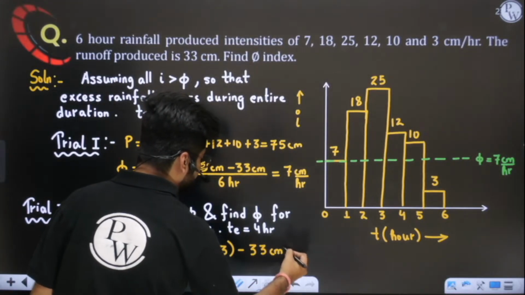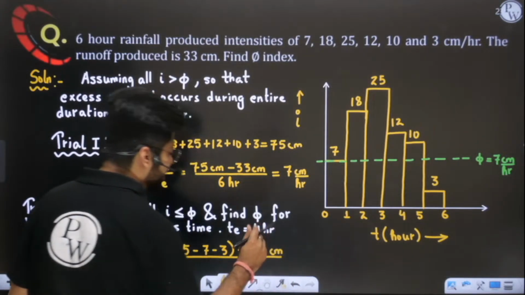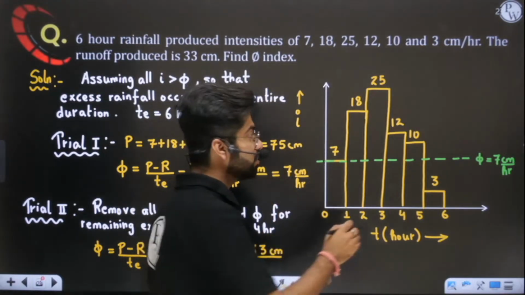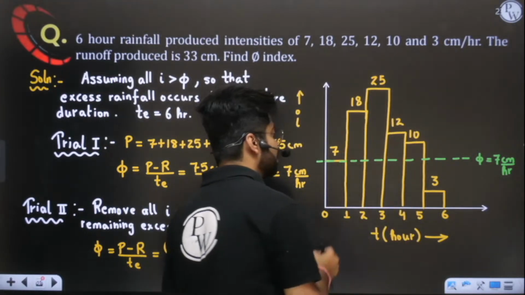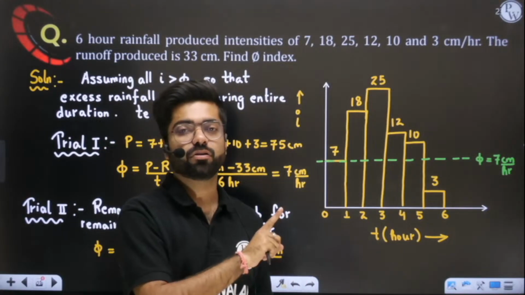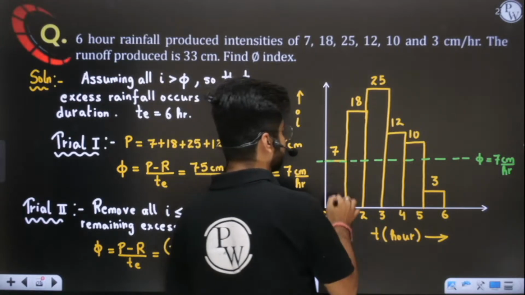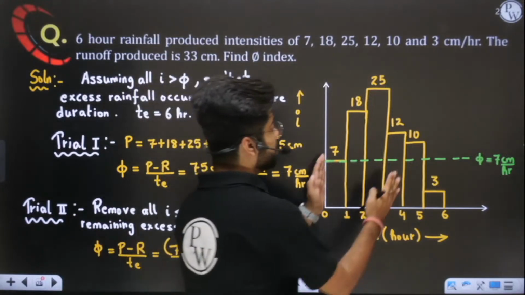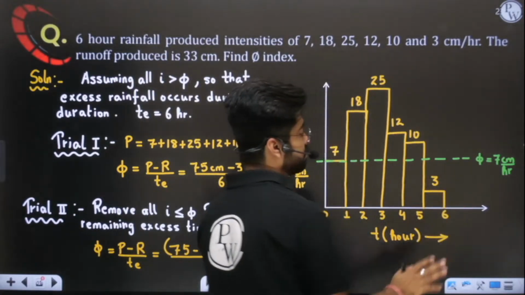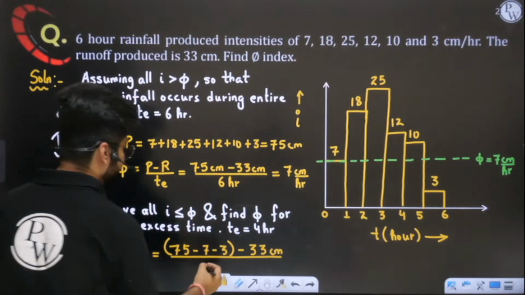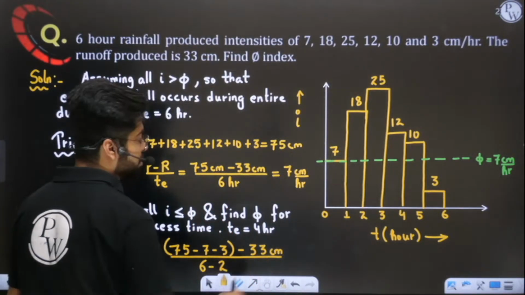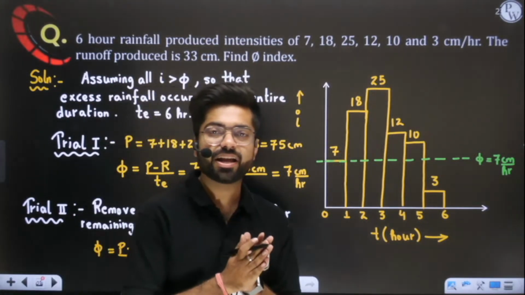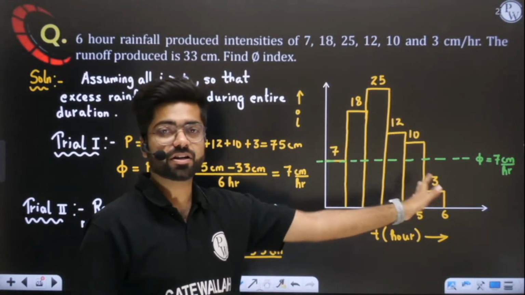Now, can you tell me what the excess time will be? I will now calculate the phi value for the next trial only for these 4 hours. I am not touching the first hour and the 6th hour. I have removed them. So the excess time will be 6 minus 2. We are only calculating the phi index for these 4 hours. We are not interested in the last part and first part.